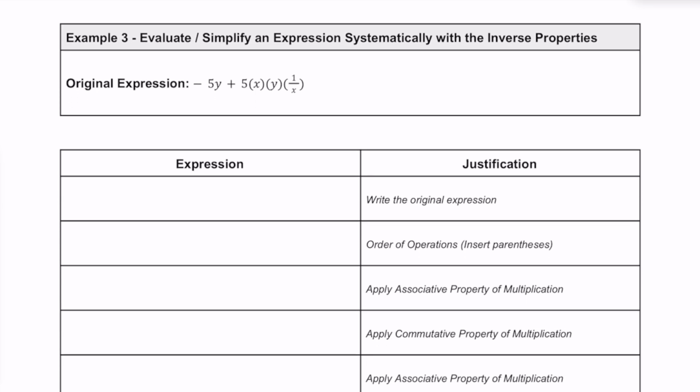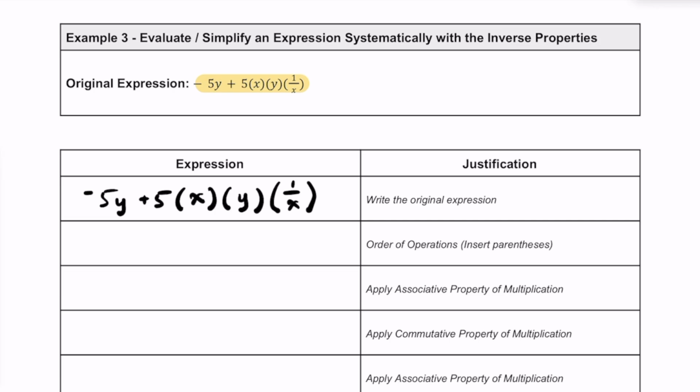Okay, in example 3, we have another expression here. We have -5y plus this product of 5, x, y, and 1 over x. So let's give this one a try. All right, first things first, let's rewrite the original expression. So we have -5y plus 5 times x multiplied by y multiplied by 1 over x here.